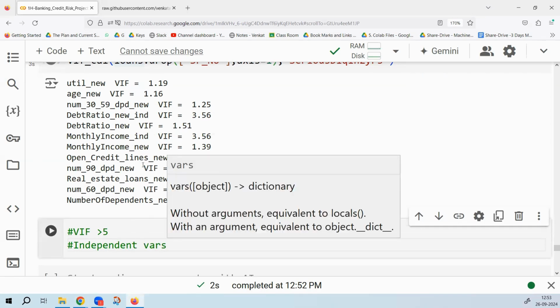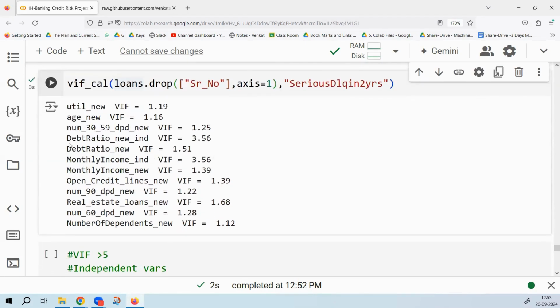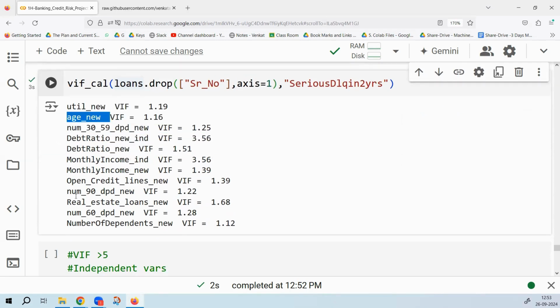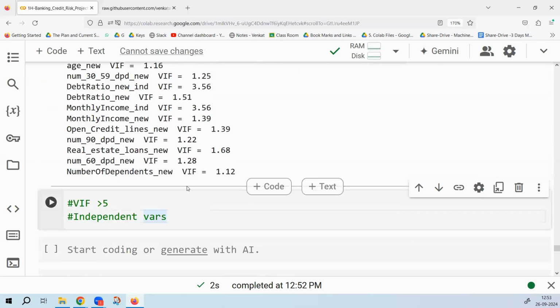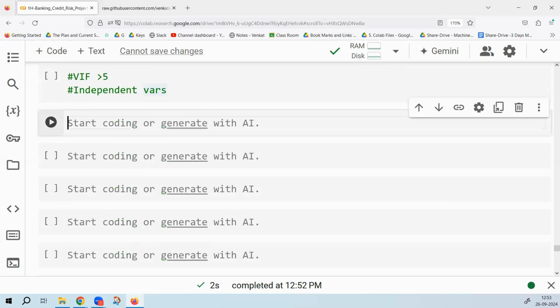Sometimes you have dependent variables, sometimes you have independent variables. Here, almost all the variables are independent because every variable is carrying independent information. Age has nothing to do with real estate loans, has nothing to do with monthly income. All of them are independent. Does that mean all the variables should be in the model? After checking independence, what do we check?